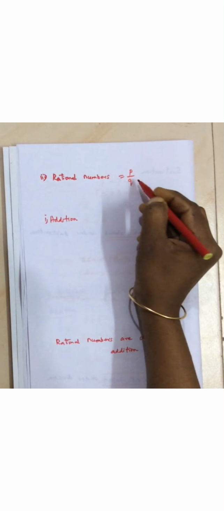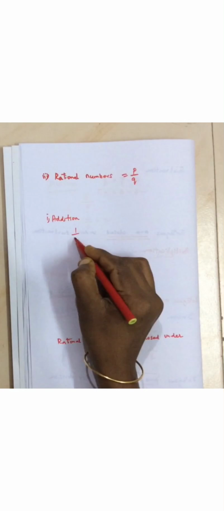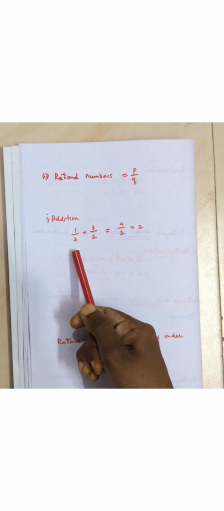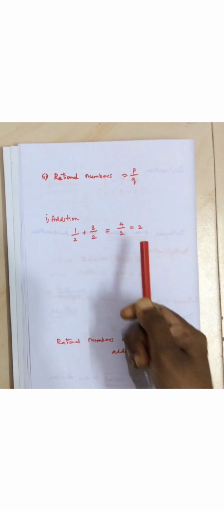The next thing we are going to start with is rational numbers. Last class we saw how rational numbers look. They are in the form of p by q, and the condition is q should not be equal to 0. The first case we start with is addition. You can take any two rational numbers, add them, and check whether the answer is a rational number or not. Simple, we can take 1 by 2, a rational number, plus 3 by 2, a rational number. Add these: 4 by 2, which gives 2. So 1 by 2 is a rational number, 3 by 2 is a rational number, and the answer 2 is also a rational number.